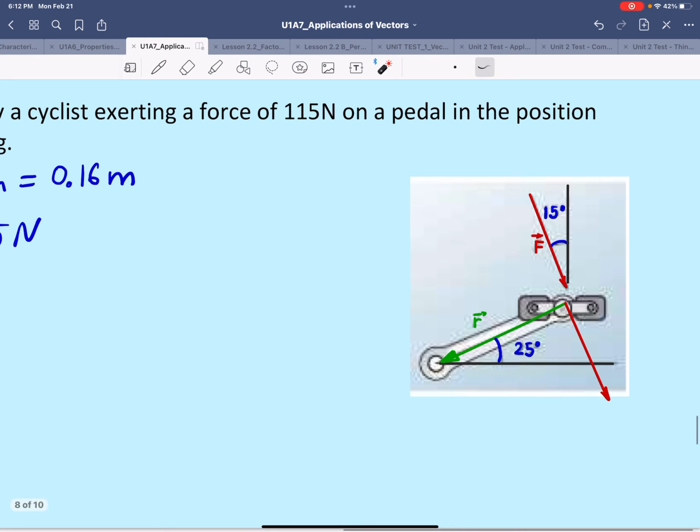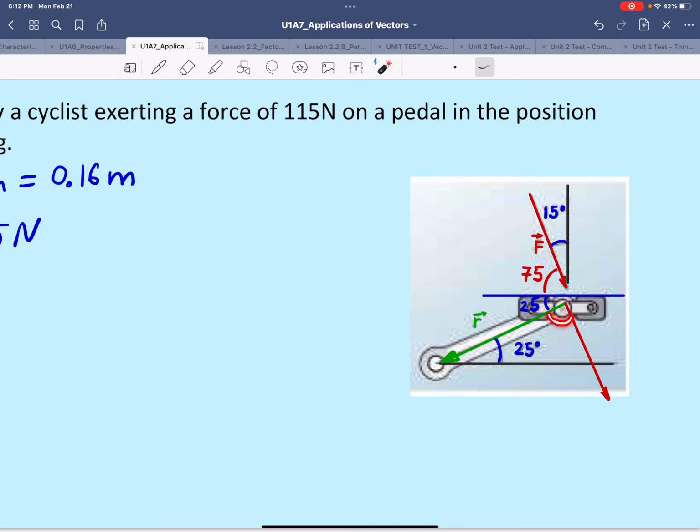So let's look at all the angles formed. I'm going to draw a horizontal line that will help me figure out what angles are formed in here. So as you can see, we have an angle 25 that will make this angle equal to 25 as well. In the meantime, we have this angle 15 degrees. So vertical and horizontal make an angle of 90. So that means that the angle between the head of the force and this horizontal would be 90 minus 15, or 75 degrees.